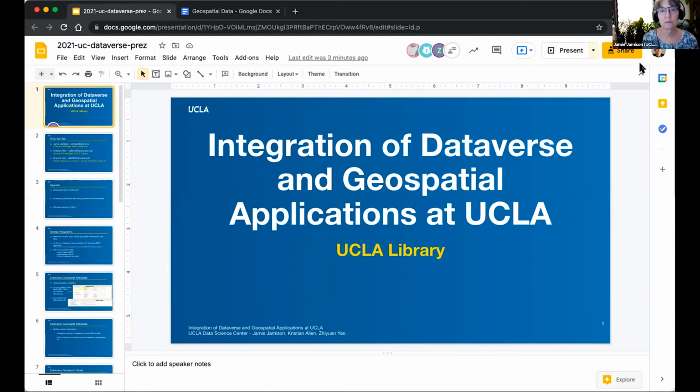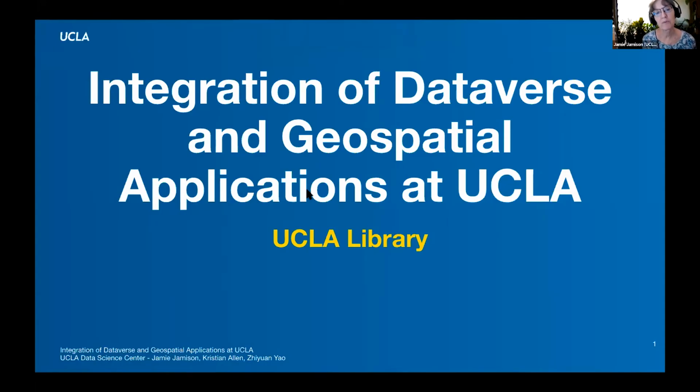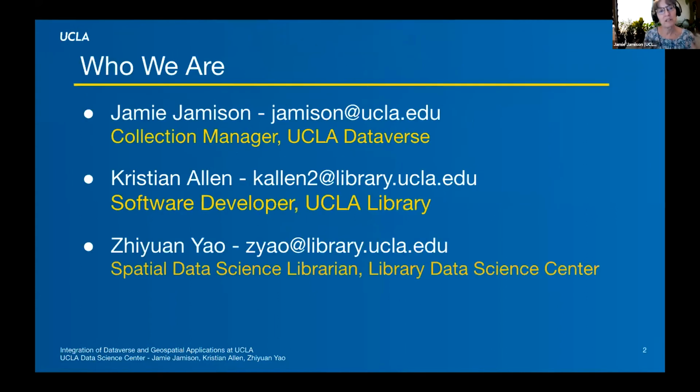Okay. I'm here from UCLA, and we're going to be talking about, we're really at the beginning of our project, integrating Dataverse and geospatial applications. Next one. Okay, I want to introduce my colleagues. I'm Jamie Jameson, the collection manager for UCLA Dataverse. I'm here with Christian Allen, who is a software developer for the UCLA library, and Jiwan Yao, who is our spatial data science librarian at UCLA. So we're all going to talk about different sections.